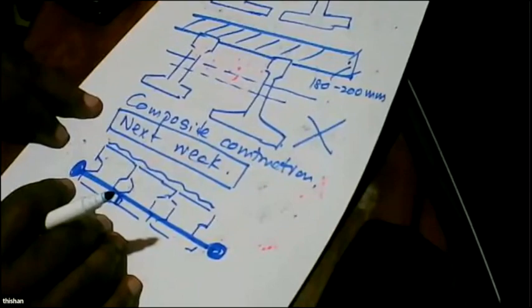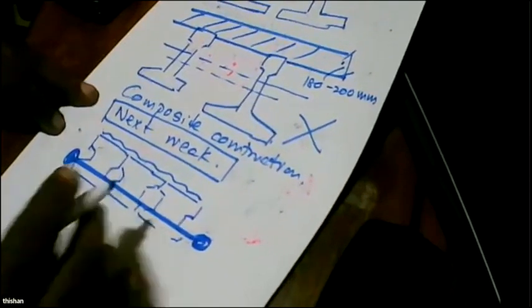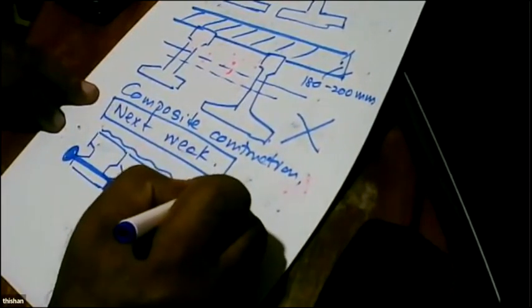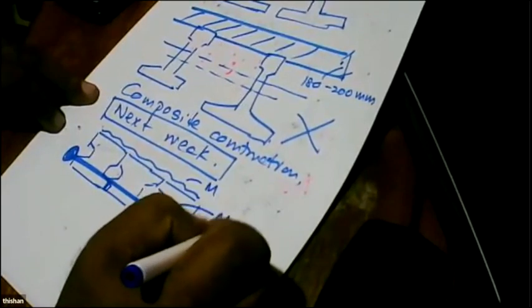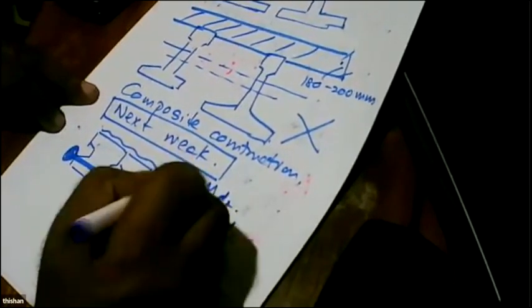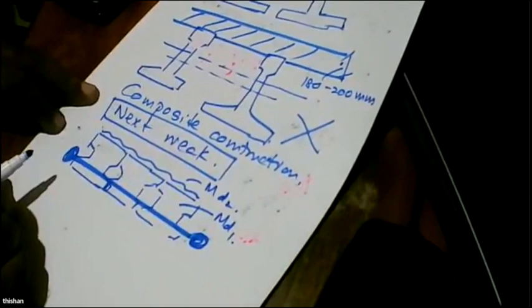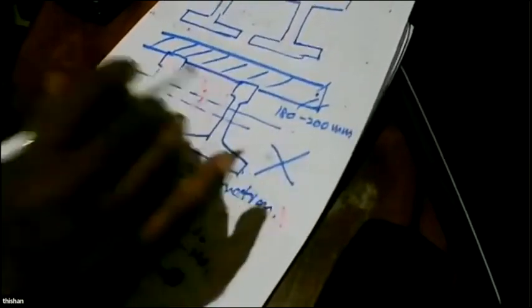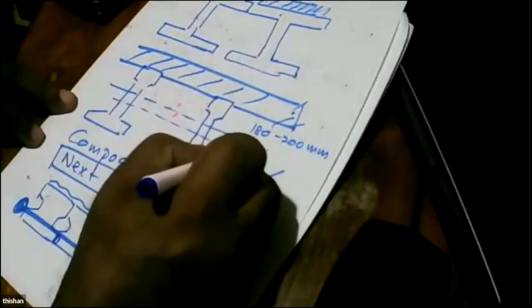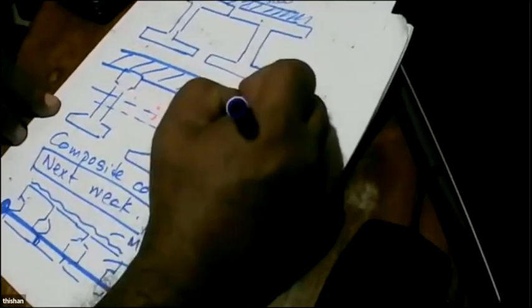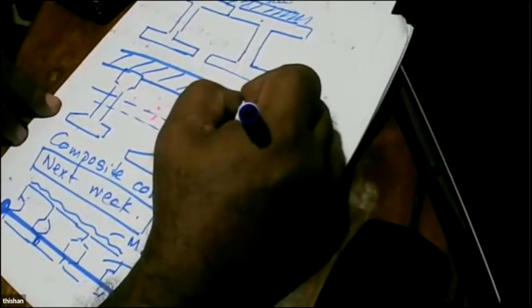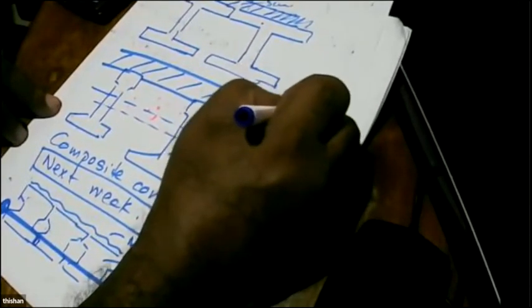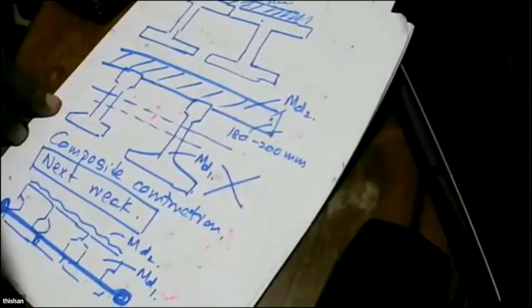Okay. So basically, here the MD1 is this one, the weight of this. MD2 is the weight of asphalt. Now, in this particular one, this is MD1. Once we add all these things, we'll get MD2 plus asphalt. All that is MD2.